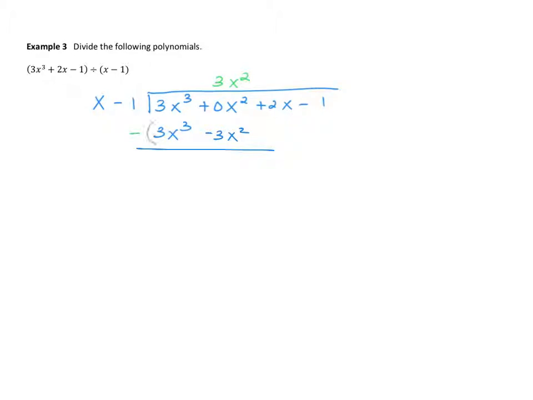I am subtracting this, so you gotta be careful here, but 3x cubed minus 3x cubed is 0. 0 minus a minus, that's really plus. That's 0 plus 3, so we get 3x squared. And then I'll bring down the 2x and repeat this process. Okay, and I want to cancel a 3x squared, so I have to multiply this by 3, but also by x.